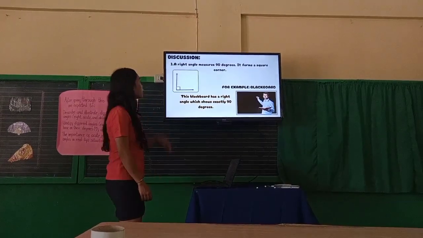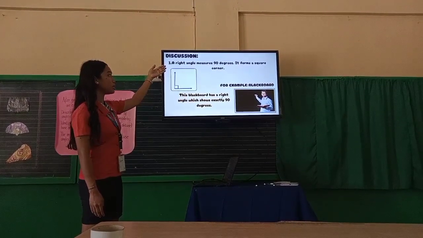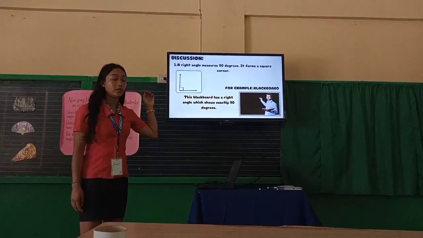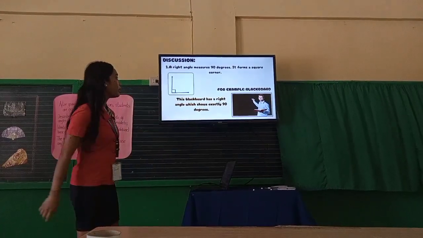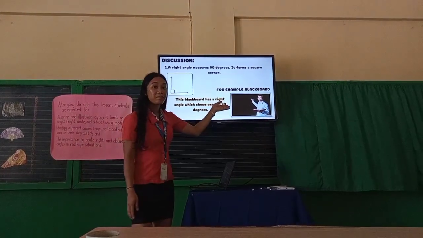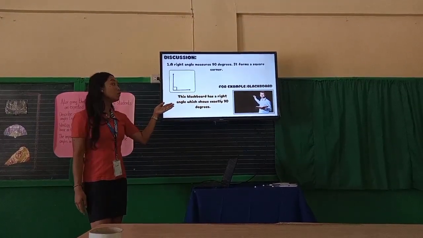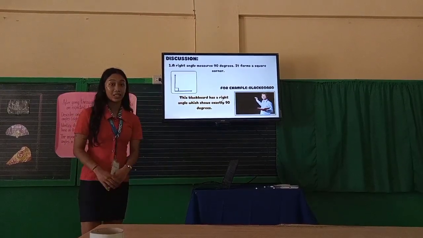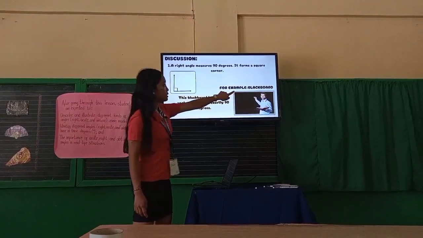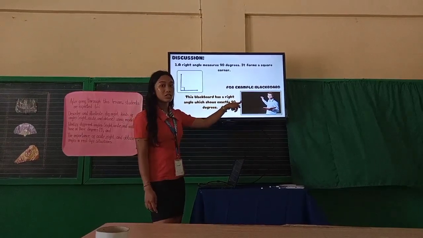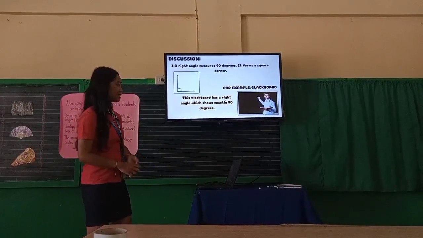Number 1, right angle. A right angle measures 90 degrees and it forms a square corner. This one is a square corner. For example, a blackboard. This blackboard has a right angle which shows exactly 90 degrees. This angle is 90 degrees. So the blackboard is a right angle, correct?